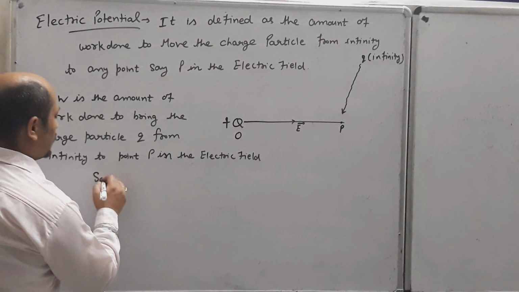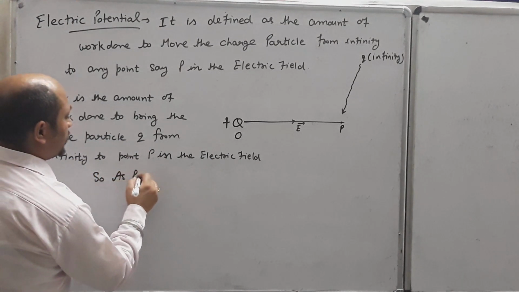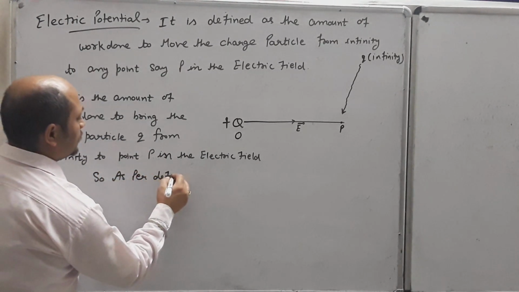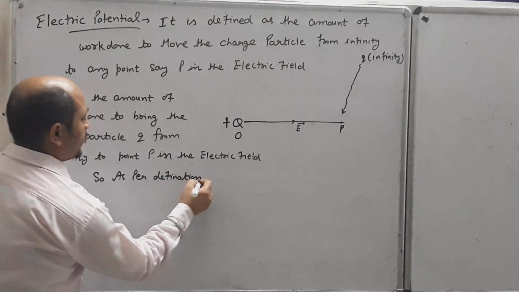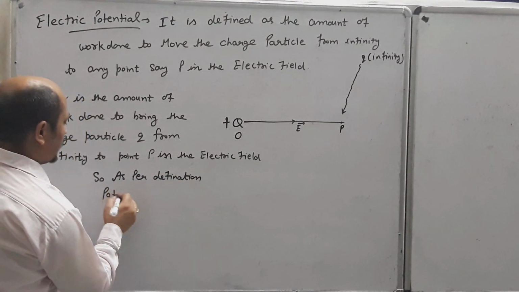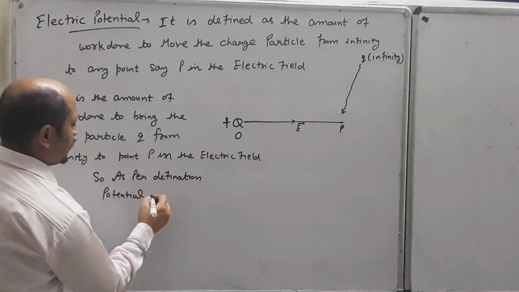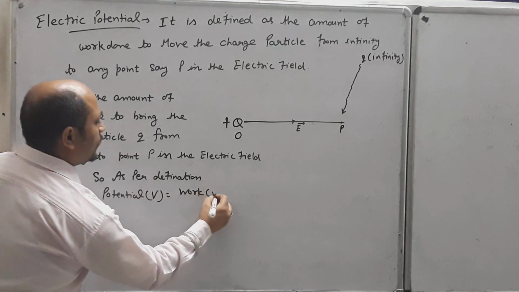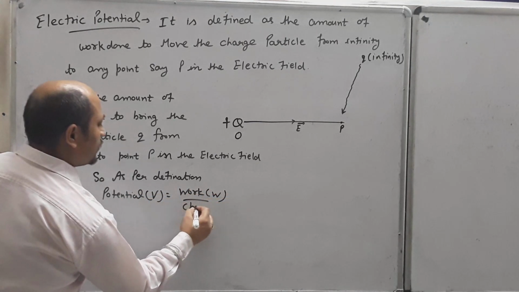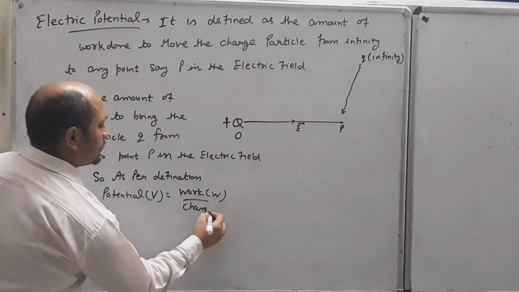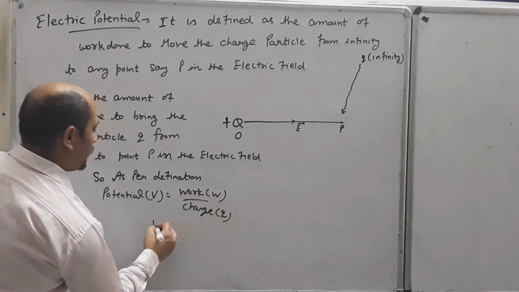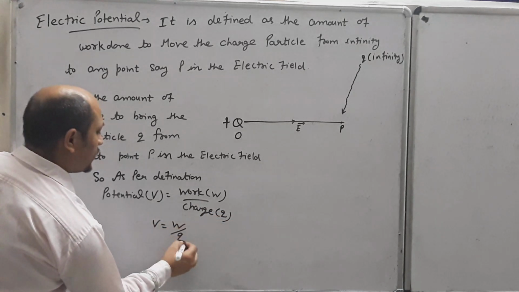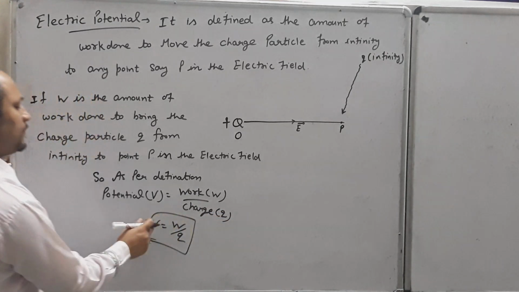सो एज पर डेफिनेशन पोटेंशियल V इज गिवन बाय वर्क W अपॉन चार्ज Q. V इज इक्वल टू W अपॉन Q. दिस इज द पोटेंशियल.